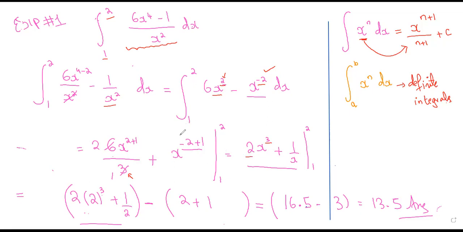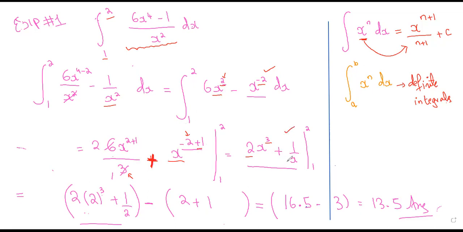And then I had x to the power minus 2. So I'll again add 1 and divide it by the new power. Initially the sign was negative. Once I divide by minus 1, it would become positive. Okay, positive. So this is what we know.